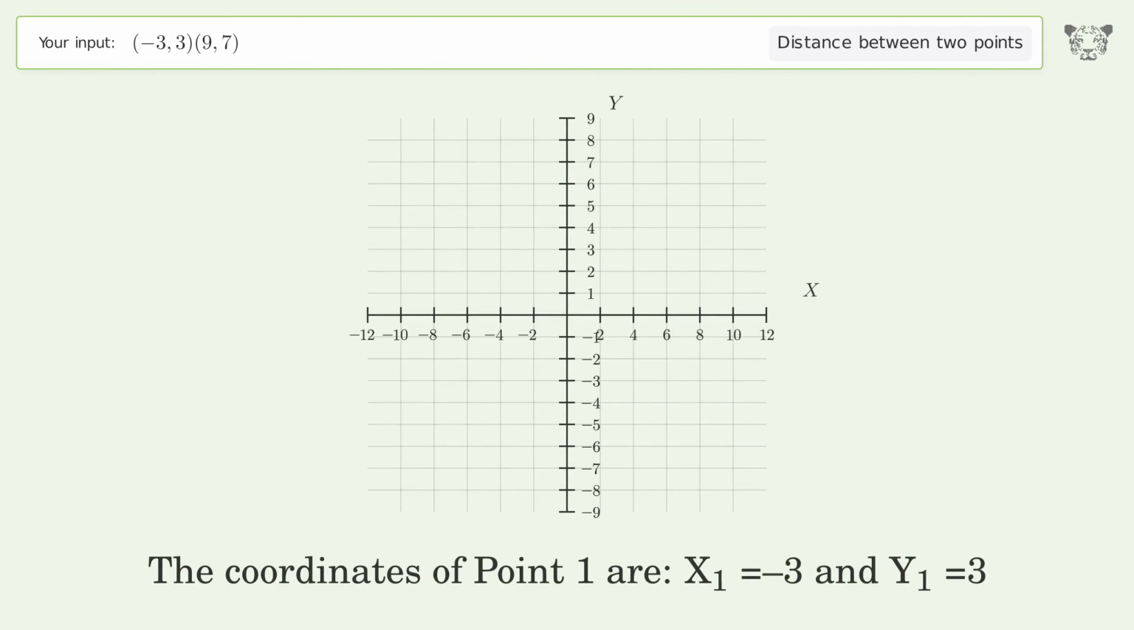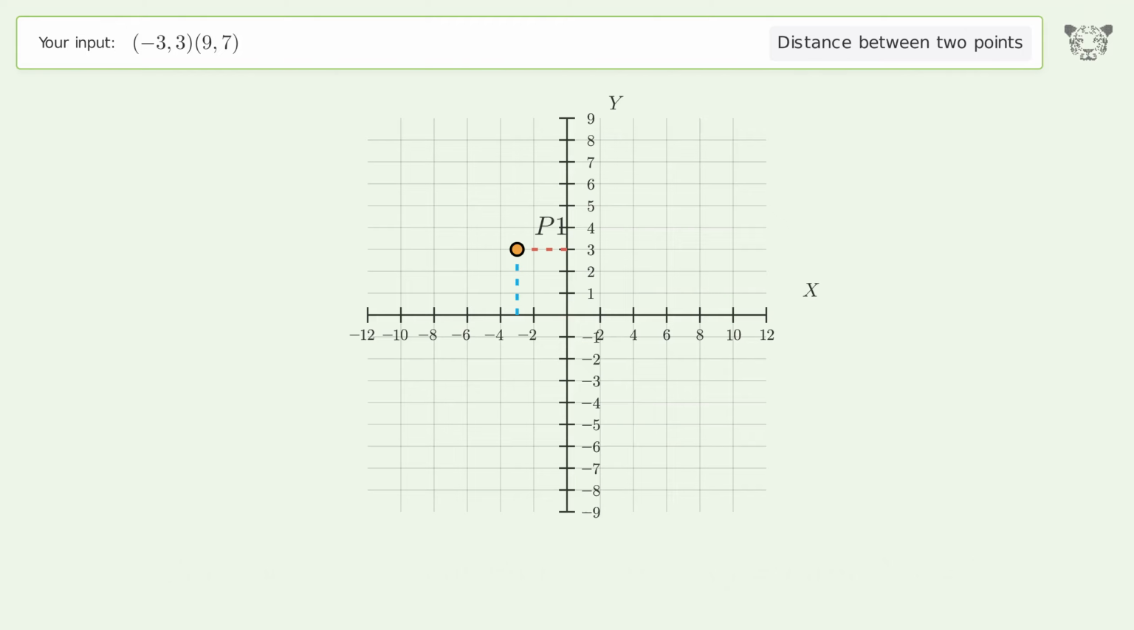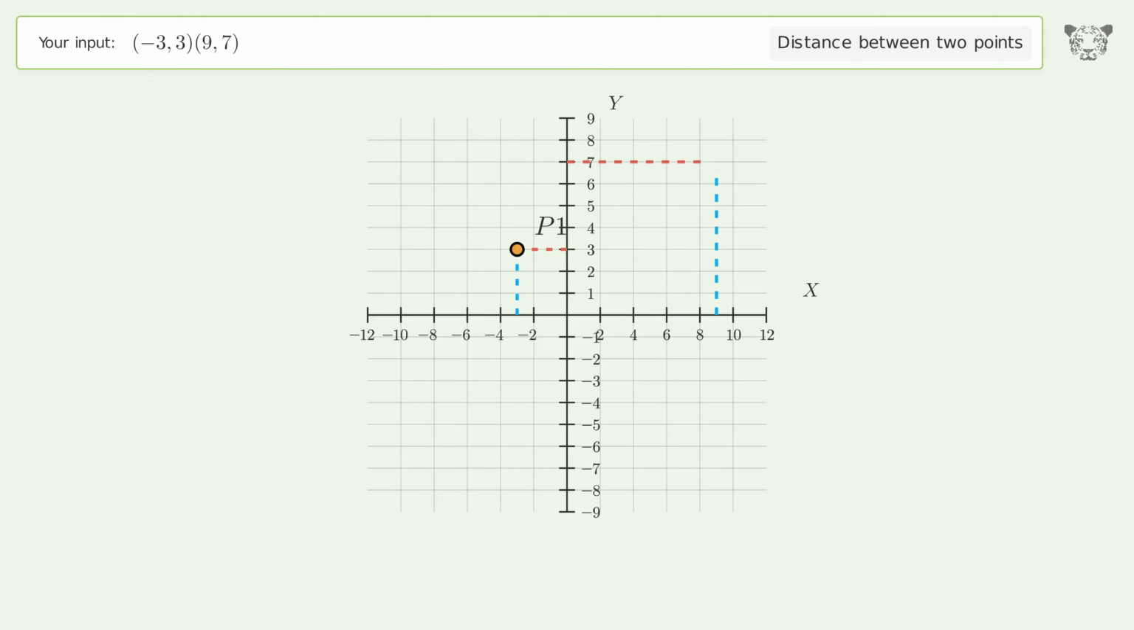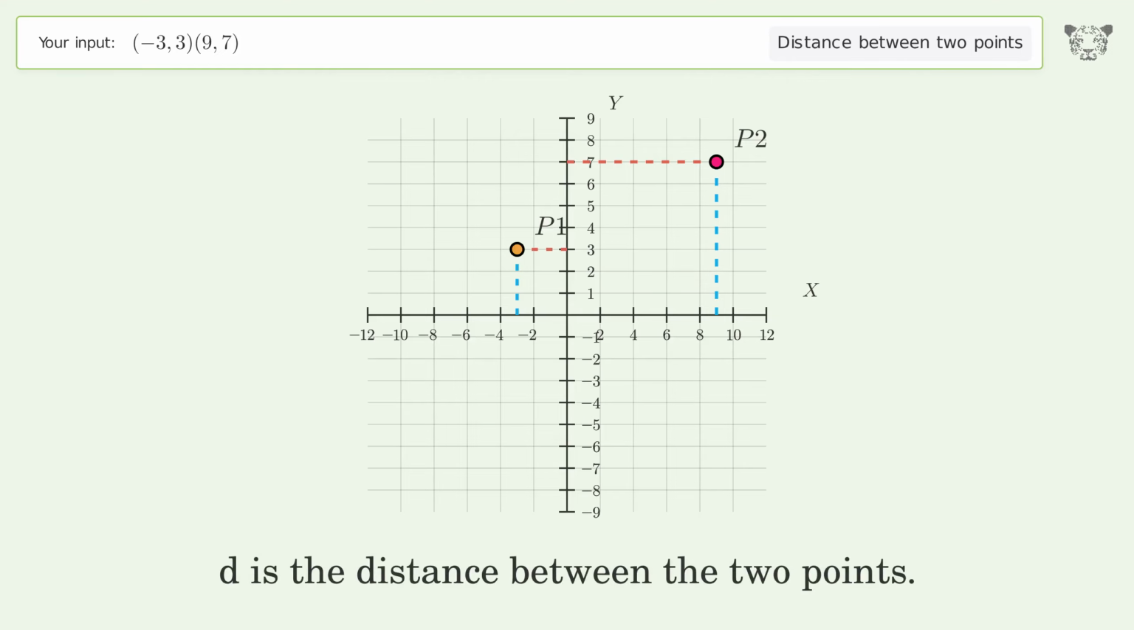The coordinates of point 1 are x1 equals -3 and y1 equals 3. The coordinates of point 2 are x2 equals 9 and y2 equals 7. D is the distance between the 2 points.